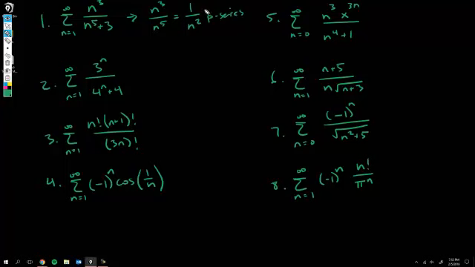So on number 1, I would use the comparison test. You could use the limit comparison test if you want to be a little extra, but you could just use the direct comparison test. Compare to 1 over n squared, a p-series, which is convergent. Okay?